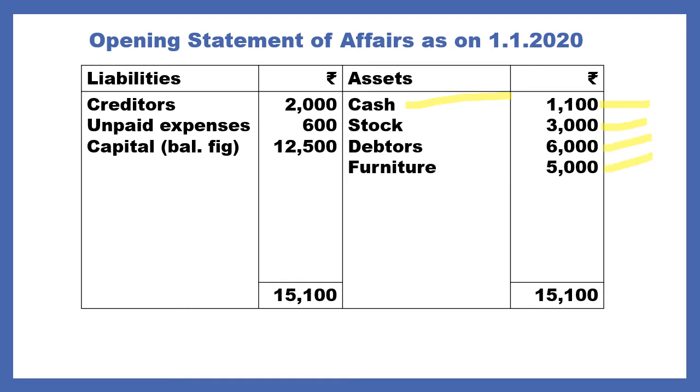As per the opening date, that is 31st/12/2019, they have mentioned, but the opening balance sheet is prepared on 1/1/2020. Then creditors 2,000, unpaid expenses opening date 600. So total comes to 15,100 and opening capital balancing figure comes to 12,500 rupees.